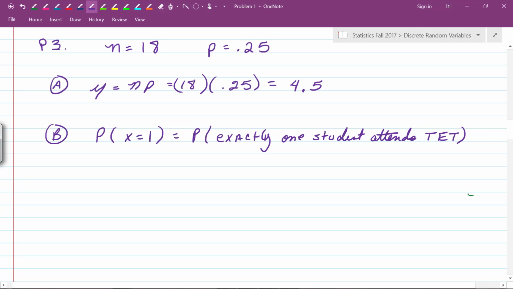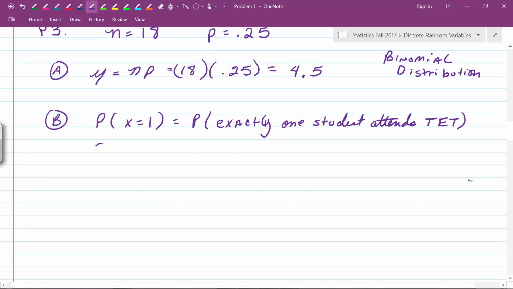Now remember, we decided together that this is a binomial distribution. That means we have 3 ways we can calculate this answer. The first way is using the binomial table. So part 1 here is the binomial table.